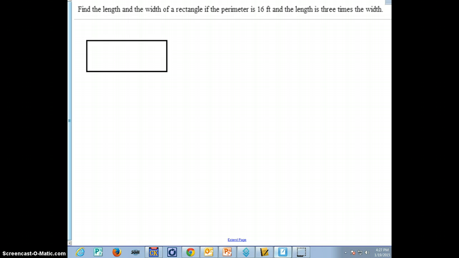Okay, now this is one where they're going to add a little bit to the problem. It says find the length and width of a rectangle if the perimeter is 16 feet. So you know it's 16. And it says that the length is 3 times the width. So if I don't know the width, let's make this x. And then the length is 3 times that, so that's going to be 3x. And I know this would have to also be 3x, and this would have to be x.